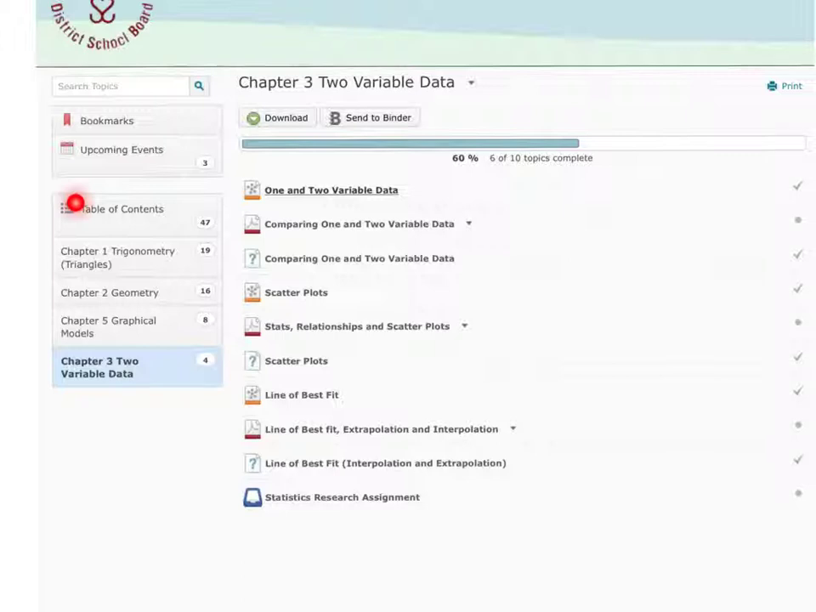Was the format the same, like videos, notes, and quizzes? Same format. Were the quizzes the same? The notes the same? The videos the same? Okay. What happened when you did a quiz on Edmodo?